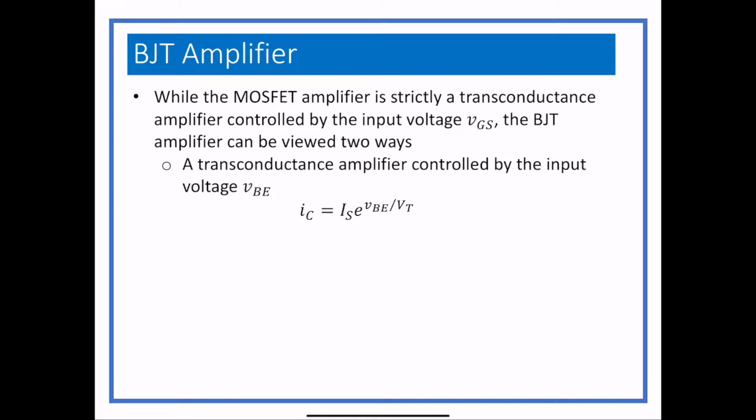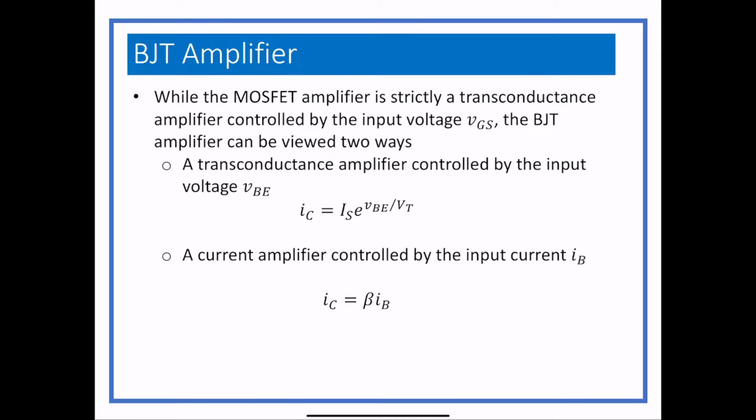But since we also have the relationship between the input and the output, which is relating using either beta or alpha, depending on what the configuration we have, we can also look at it as a current amplifier. And in fact, I think when I learned about BJT amplifiers, we didn't even cover MOSFET amplifiers because that was so long ago, we only looked at the current part. We actually didn't even look at the transconductance part, but now that we use MOSFETs more, the transconductance amplifier model looks almost exactly the same as what we did with MOSFETs. It's very, very similar.